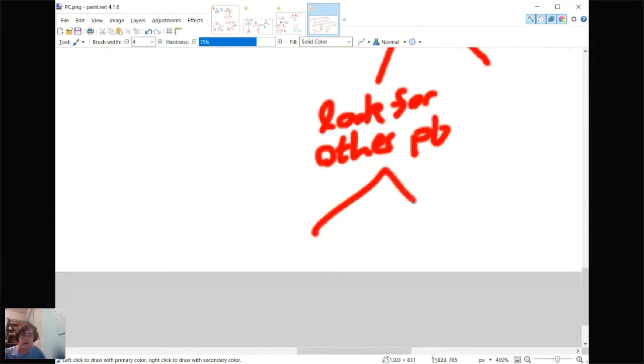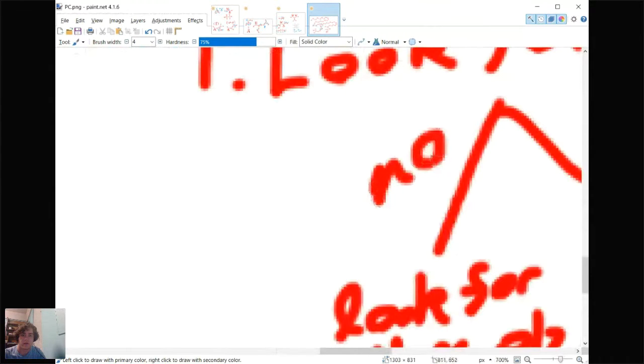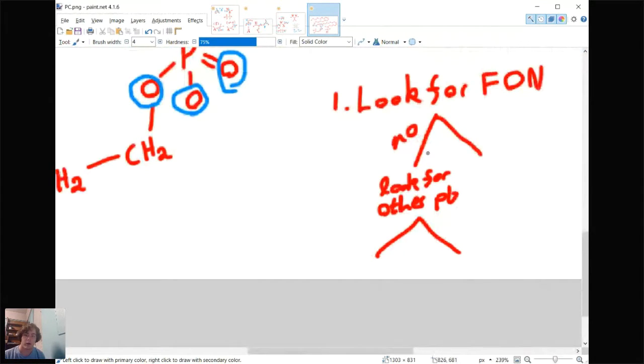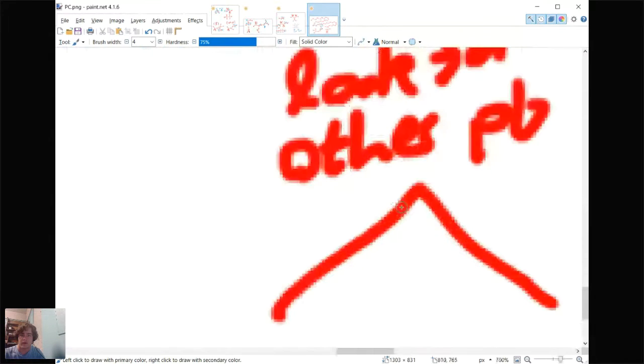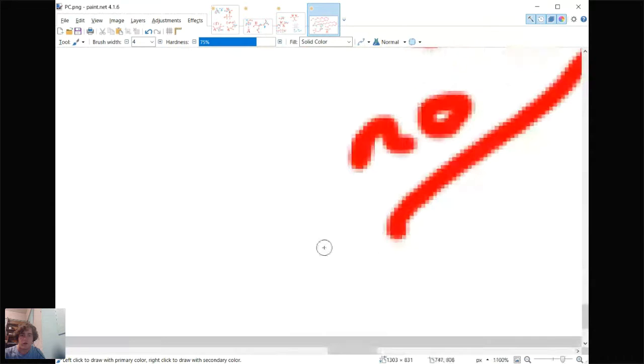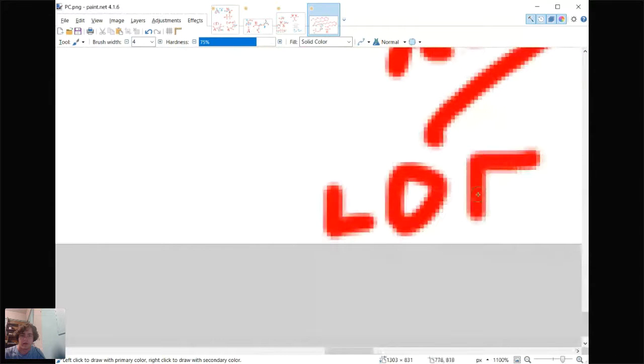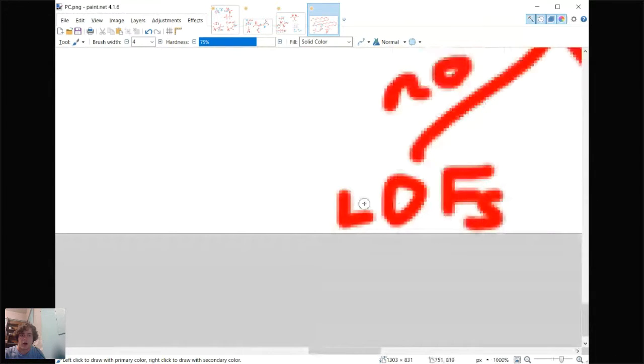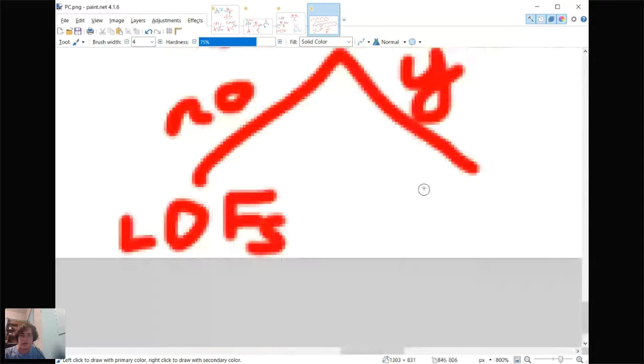And then what's the case? That branch of the tree is no. So what's the case if there aren't any other polar bonds in the molecule? Go ahead and shout it out in the chat. What would be the strongest force in a molecule if there are no polar bonds in the molecule? I think you're confusing the abbreviations. It would be LDFs. So there'd be LDFs. And if there are other polar bonds, it would be dipole-dipole.